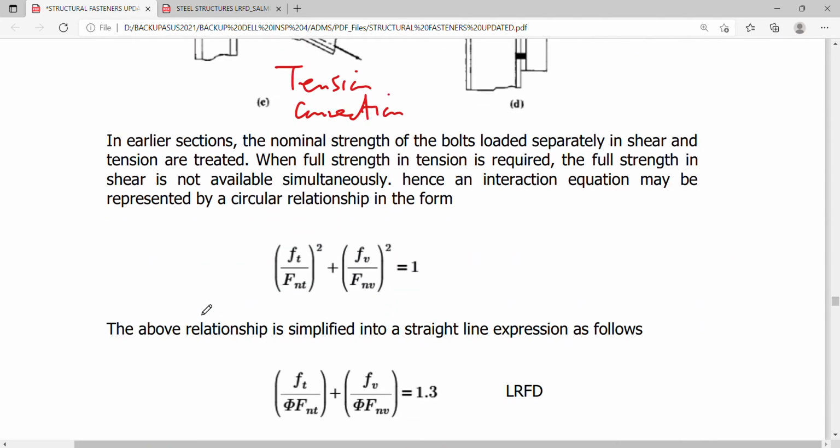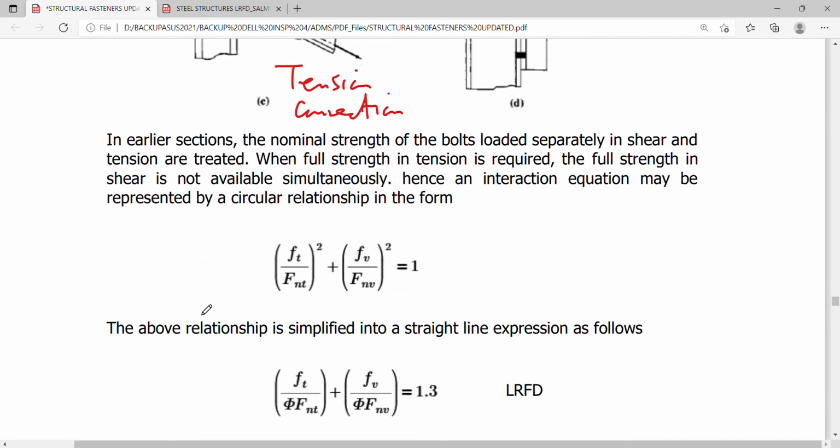So in the earlier sections, we actually have the nominal strength of the bolts loaded separately in the shear and tension behavior, but now we will be interacting the two. We will be combining the effects of the two. So when the full strength in tension is required, the full strength in shear is also available in this case, although in the previous discussion that's not the case. Hence, we need to have an interaction equation in this relationship. And an interaction equation for shear and tension is a circular relationship.